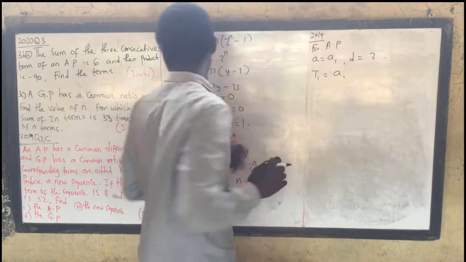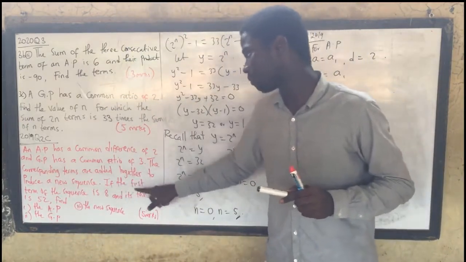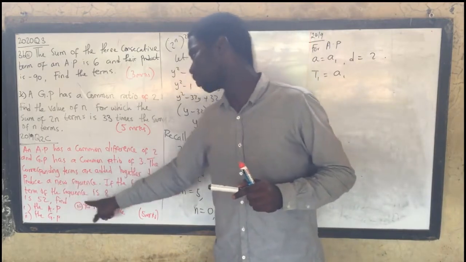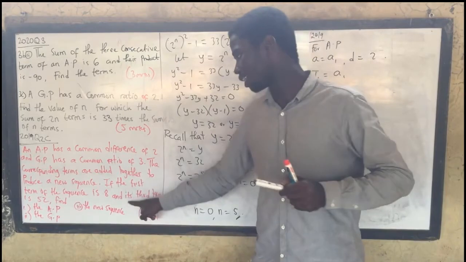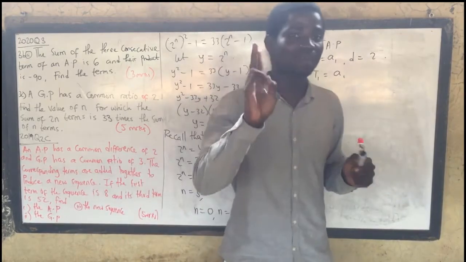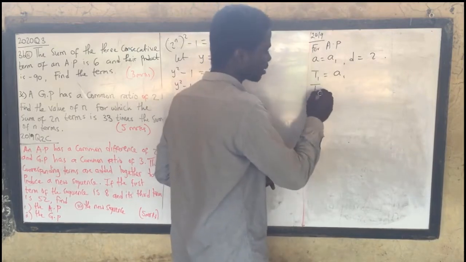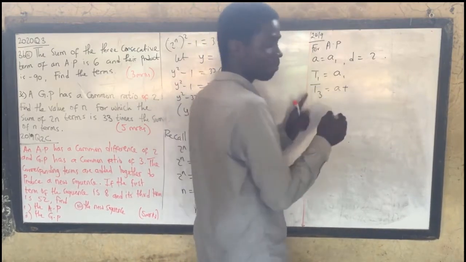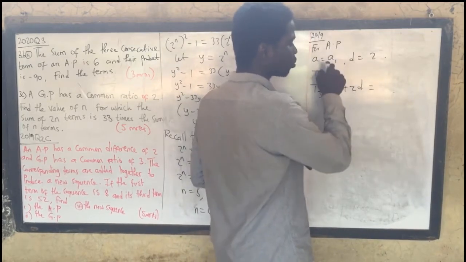Look at what I will need. They say the first term of the sequence is 8, and its third term is 52. So I need the first term and the third term. The first term is A1. The third term, don't forget, is A plus (n minus 1)D, so that's A plus 2D. So A is A1.